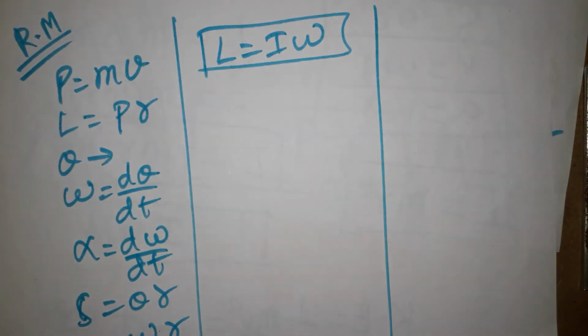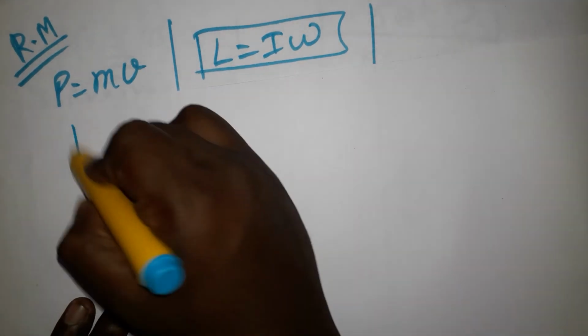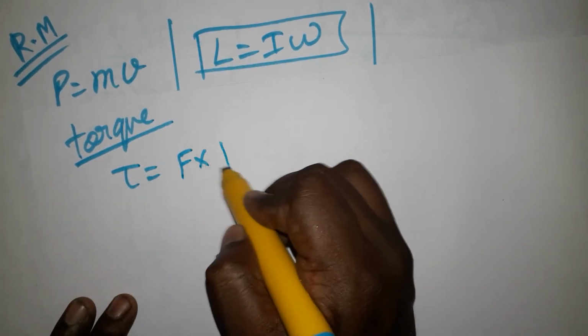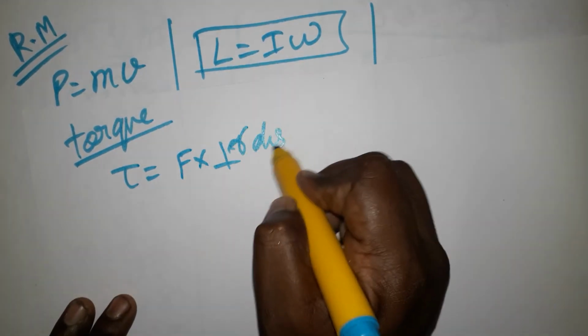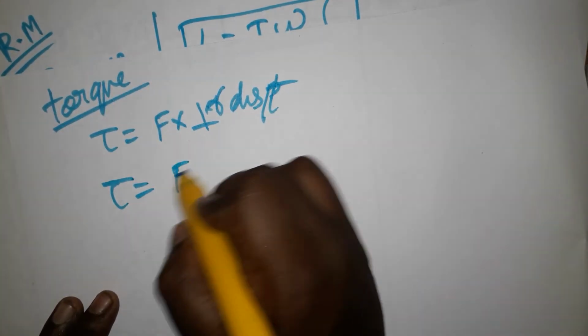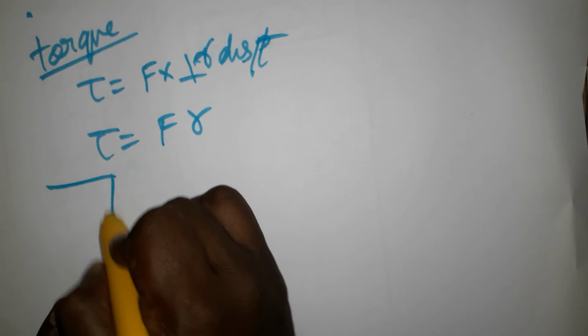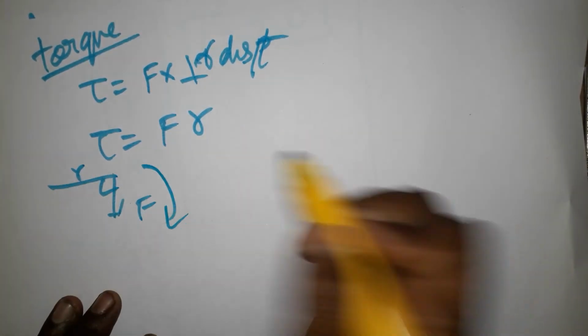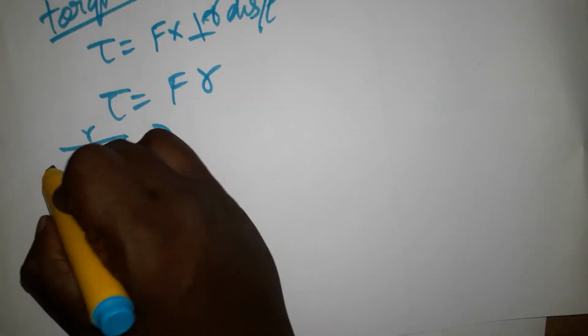The next thing, torque. Torque is equal to force into perpendicular distance, with sin theta. So torque is equal to force into perpendicular distance. In torque, if the force is applied perpendicular to the distance, the object moves clockwise or anti-clockwise about a fixed pivoted point.